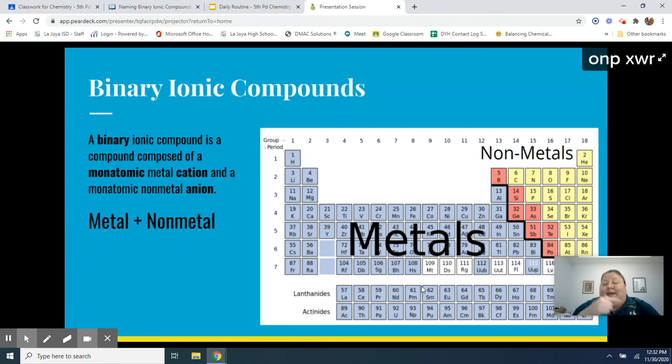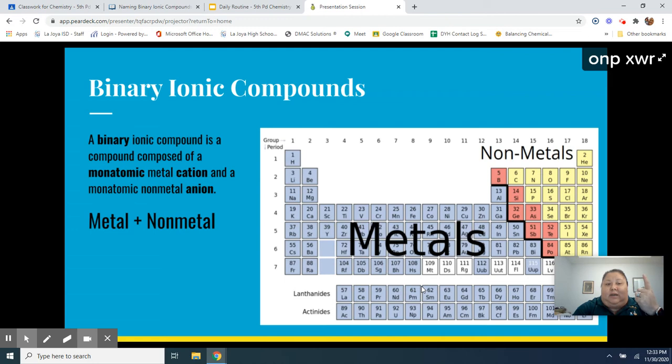If you're talking about binary ionic compounds, you're talking about a compound that's going to have two elements, okay? Ionic is giving you another piece of information about that compound. Ionic means that it's a compound that's going to have a metal and a non-metal. And compound just means that it's connected, it's bonded in some way or another. All right, so a binary ionic compound is a compound composed of a monatomic metal cation and a monatomic non-metal anion. Okay, so they're throwing up some big words at you, right?